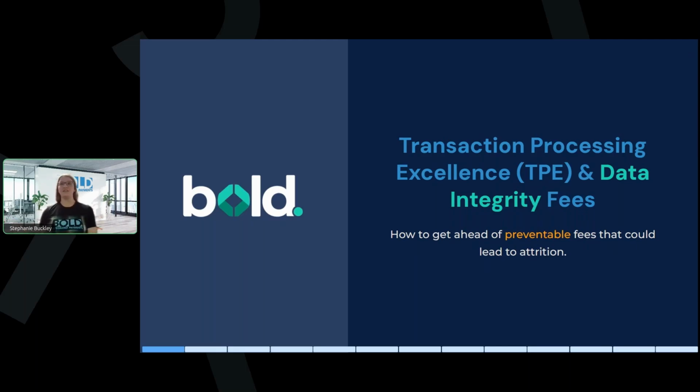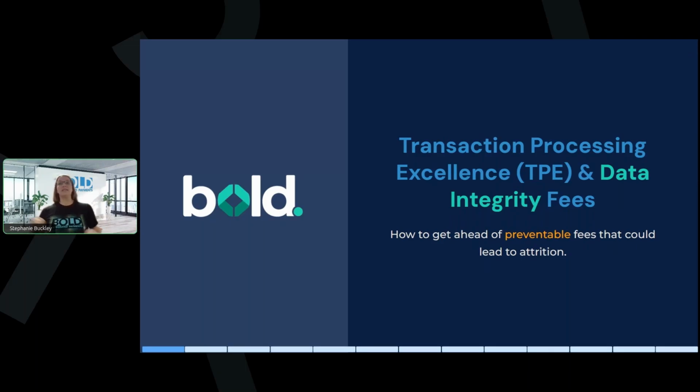I know this topic is something that ebbs and flows in our industry, and sometimes we see a lot of activity with transaction processing excellence fees and data integrity fees, but sometimes we don't. And so it's great to have you all join today just for the sake of learning about something that might not be on the forefront right now, but definitely peeks its head out every so often, and it is great to have this information at hand to be able to move forward.